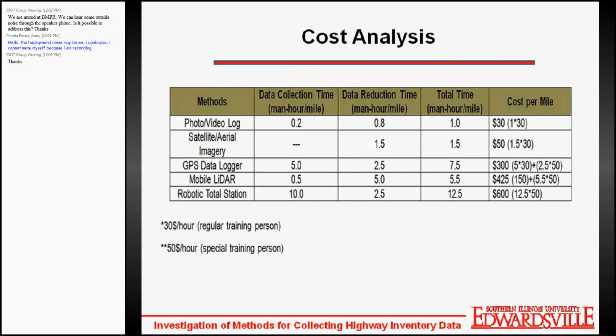We also did the cost analysis for each different method. We used $30 per hour for the regular trained person, but for some, like mobile LIDAR data reduction, you need a specially trained person. So we use $50 per hour as a unit to estimate the cost per mile for the different methods for the data collection. Based on the man-hours used per mile, we multiply by the unit cost. We estimate the cost for each different method. So the mobile LiDAR comes out at $422 per mile.